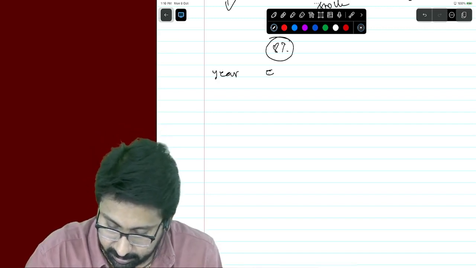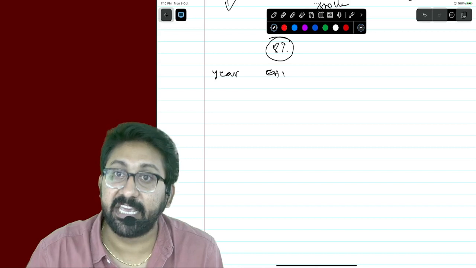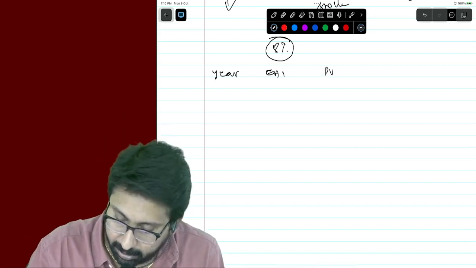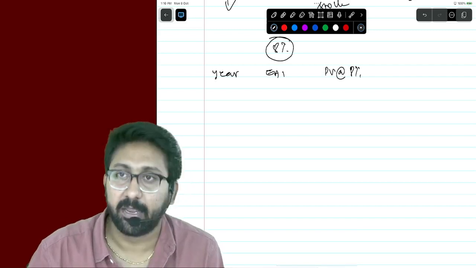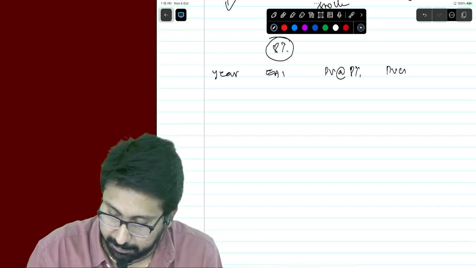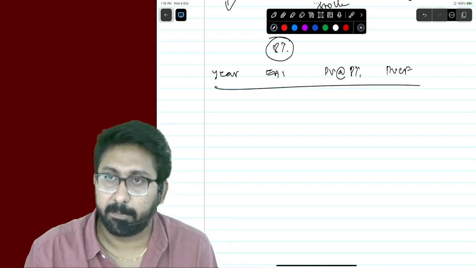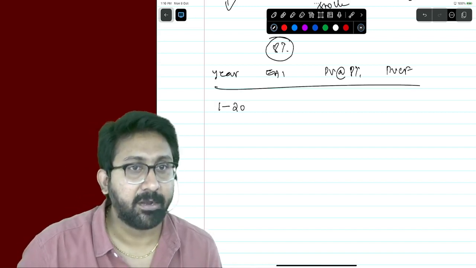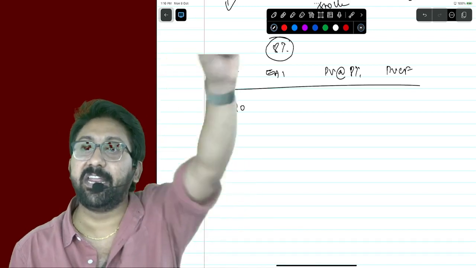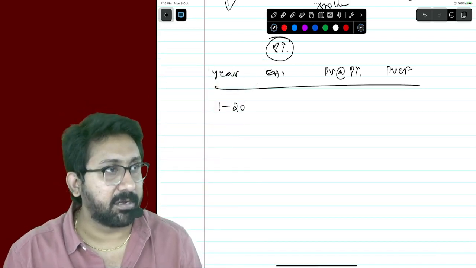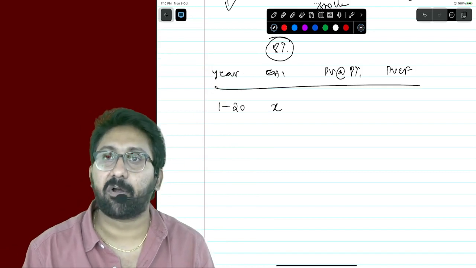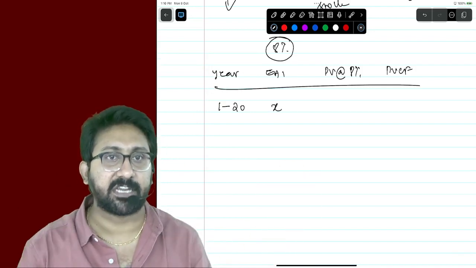Year. EAI means equated annual installments. What is the rate the bank charges? 8%. PV, CF. I have taken how much loan? A 20 years loan. Every year I will pay an installment called X, some amount of installment.